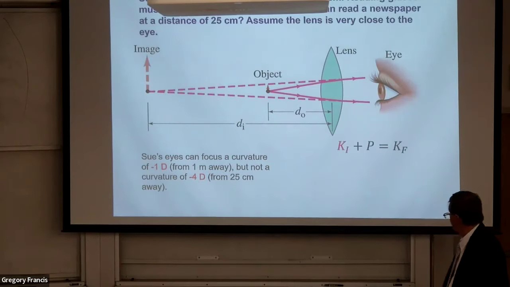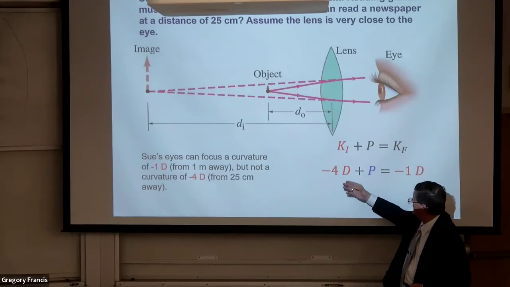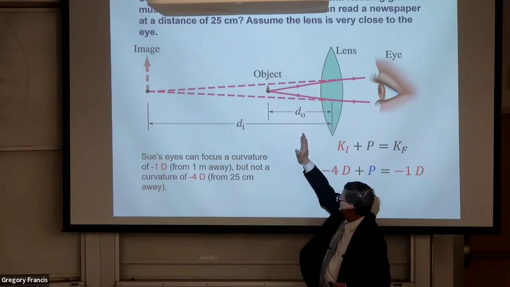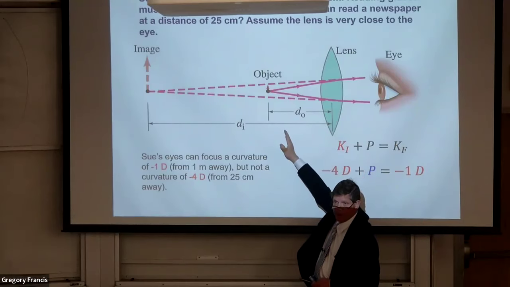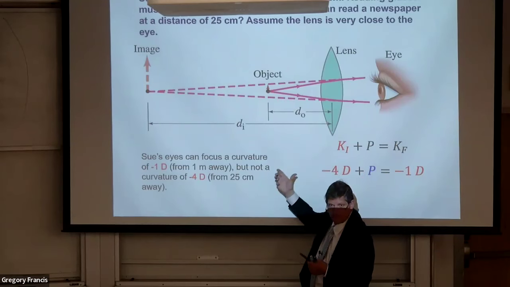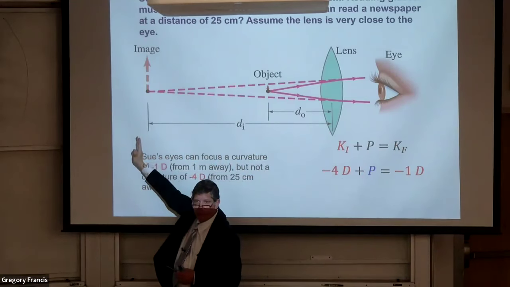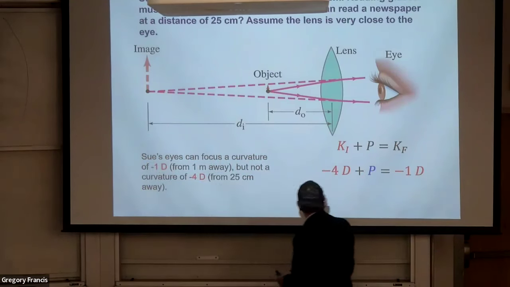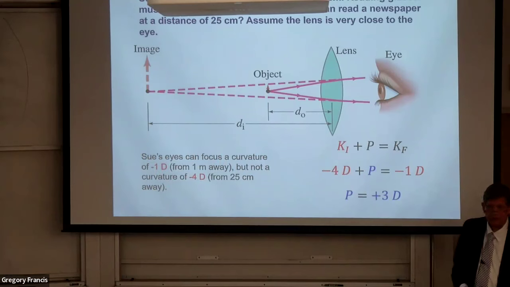Okay. In other words, I would like, when I put a piece of paper 25 centimeters away from Sue's eye, I would like for it to create an image, it's gonna be a virtual image, that looks like it's coming from a meter away. And so I'm going to need a power there, a positive power of 3 diopters in order to change that. Okay?